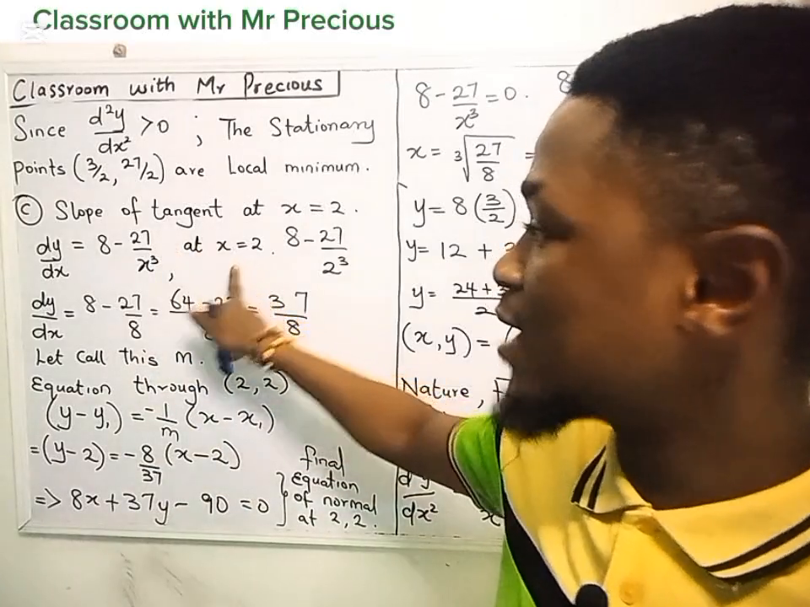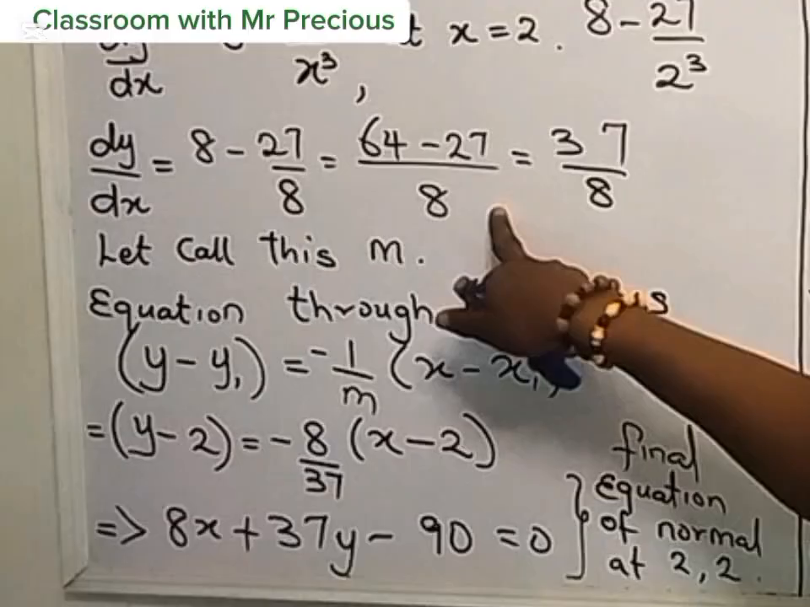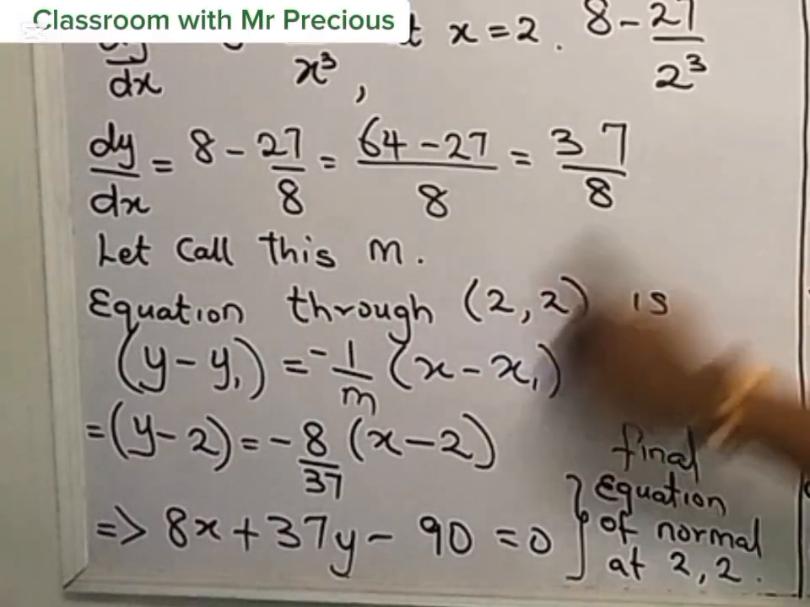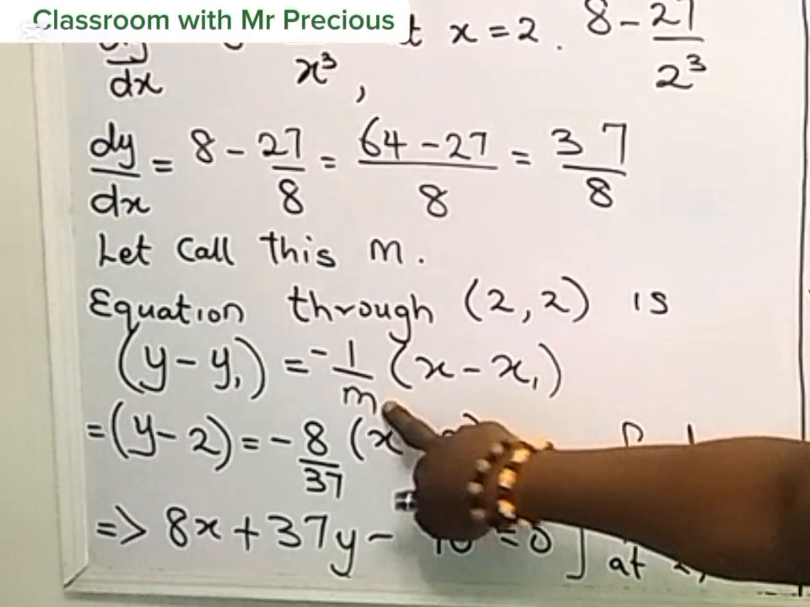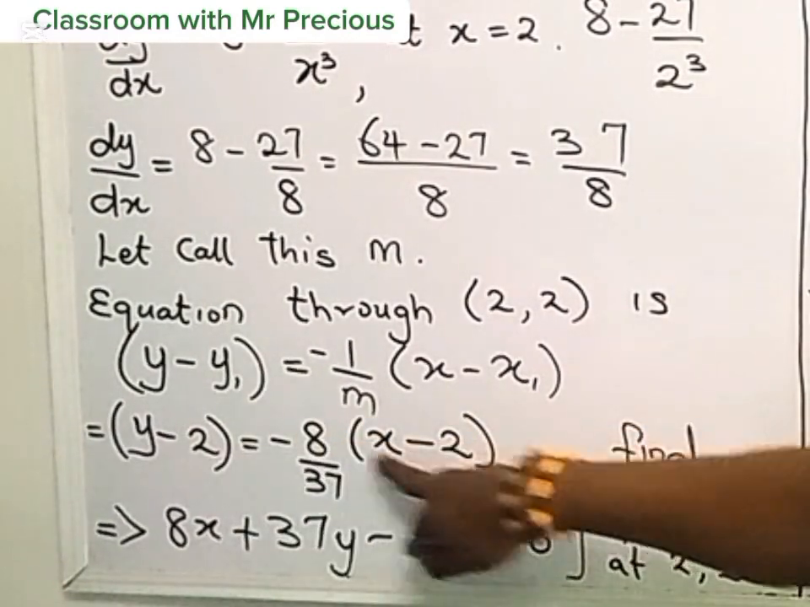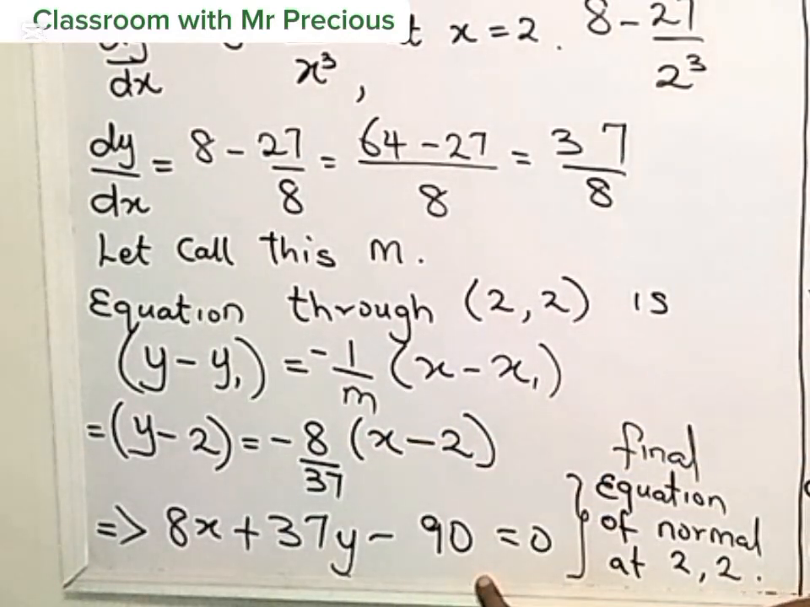So when you get that, you get your slope. Now this your slope, you use it here, right? So when you expand and rearrange, this is your final equation of the normal.